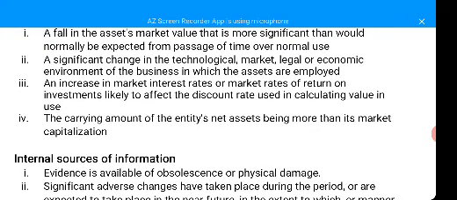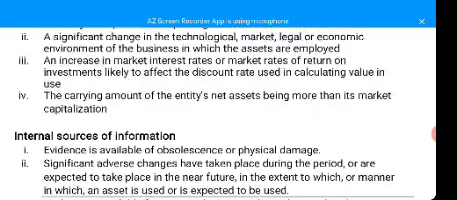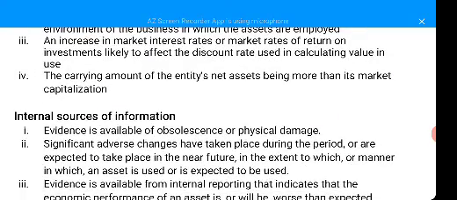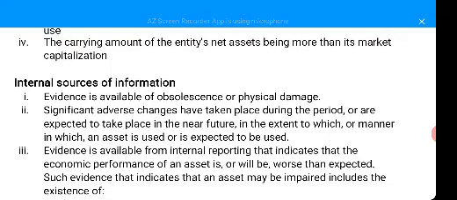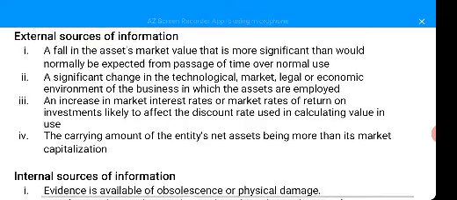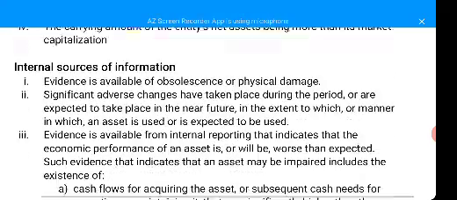An increase in market interest rates or market rates of return on investment likely to affect the discount rate used in calculating value in use. The carrying amount of the entity's net assets being more than its market capitalization. So we say the asset has been impaired. So those are the external factors.